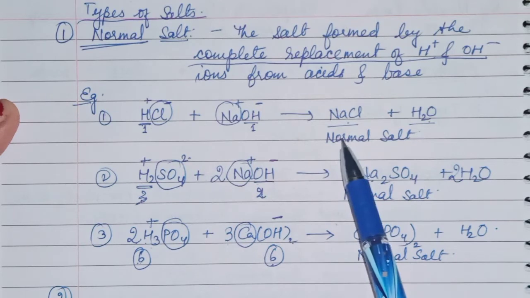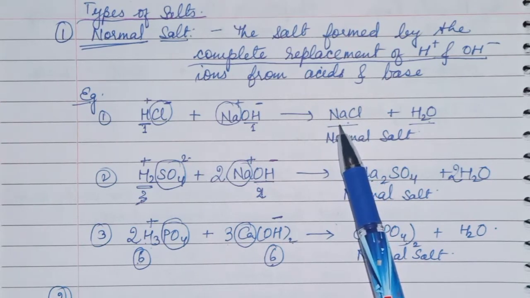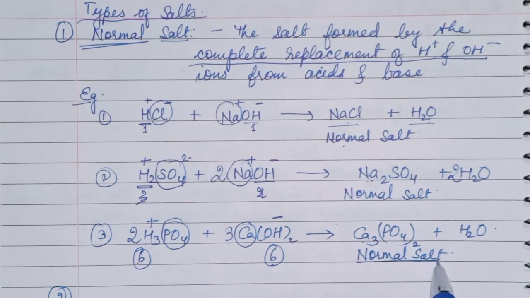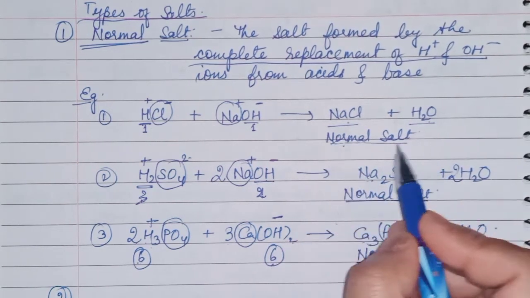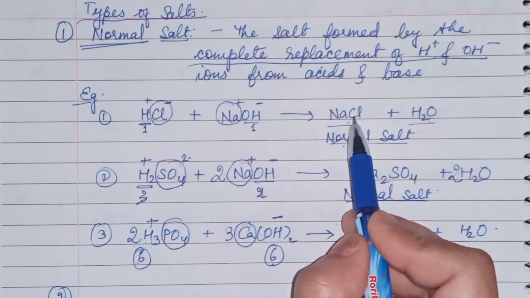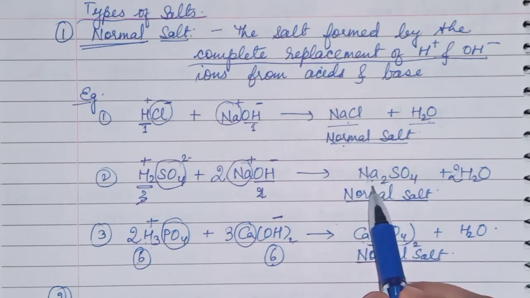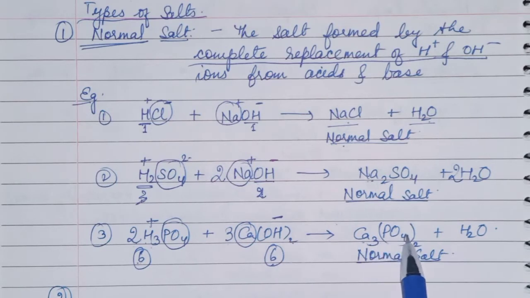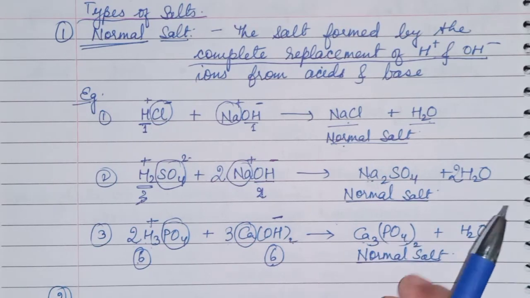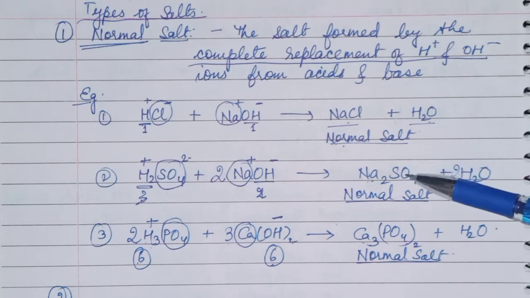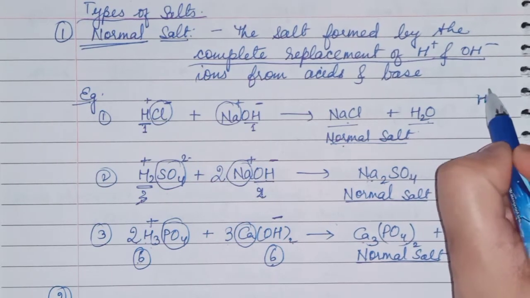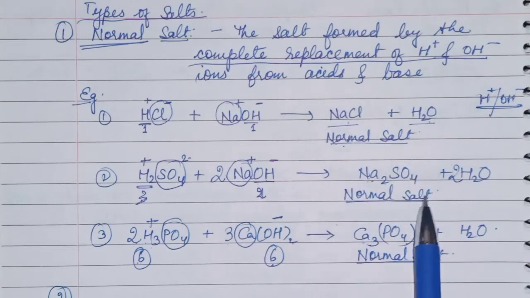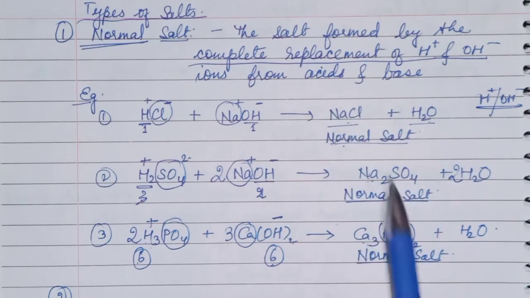One thing you have to note here, that in normal salt no H plus or OH minus ion is present in the salt. Here NaCl only, no H plus OH minus ion is there. Here Na2SO4 only. Here Ca3(PO4)2 only. So in these 3 cases no H plus and OH minus ion is present in the salt. So these are called normal salts. Okay children.